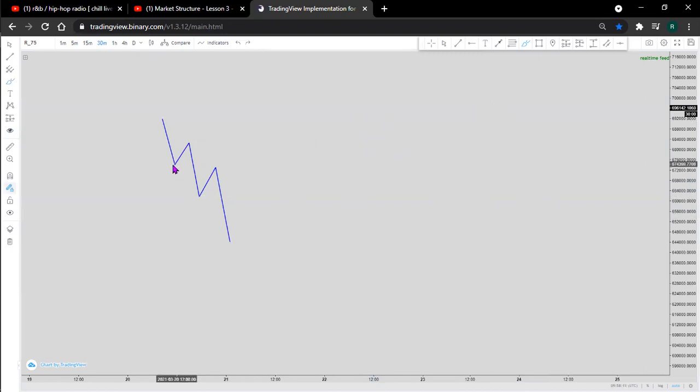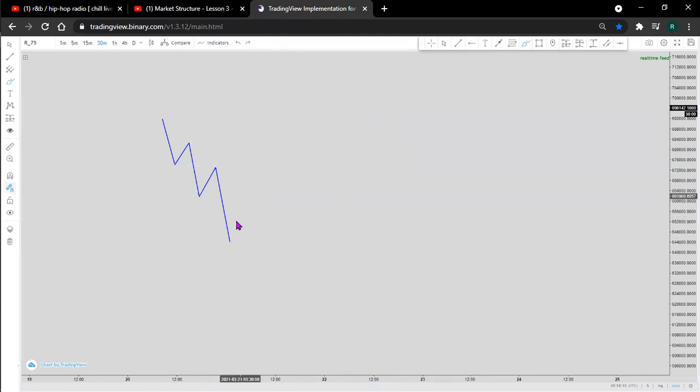So in this instance here, we can see, okay, price broke market structure to the downside, formed a lower high, lower low, came back and formed another lower high and broke market structure again. So at this point, this is now telling you that momentum has switched or is continuing to the downside. So in this instance here, what are you looking for?